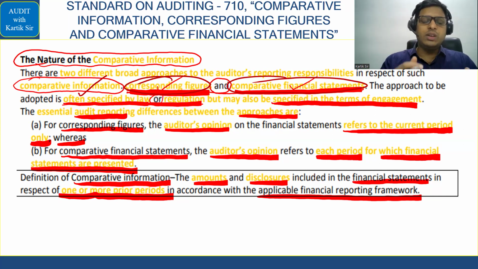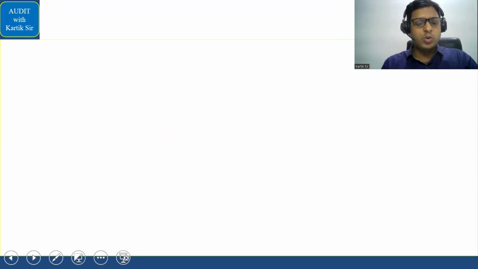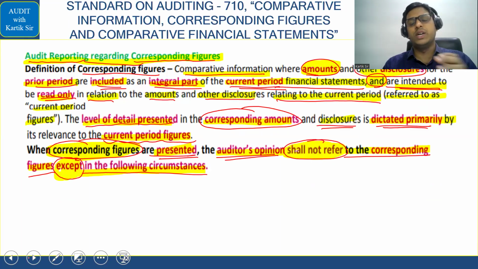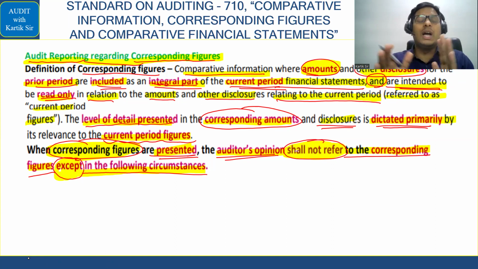So the auditor, if he's checking in relation to corresponding figures, his opinion will refer to the current period only, except in 3 cases which I'll tell you. Whereas in the case of comparative financial statements, his opinion will refer to each period for which the financial statements are presented. Now let's go to corresponding figures. Corresponding figures basically means: should the auditor check the previous year's figures along with the current period figures? Normally the answer is no.